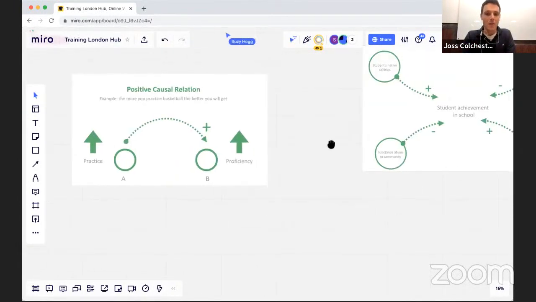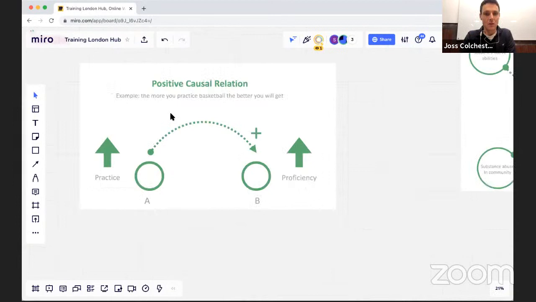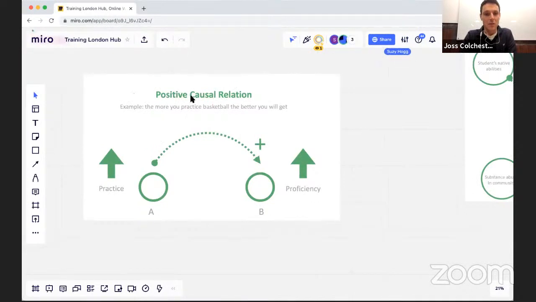Okay, so over here is a positive one, like the one I looked at with our snails and the rain, more rain, more snails, and so on and so forth. But this one here is about basketball. And it's saying, if I practice more basketball, then what's going to happen to my proficiency? Does anybody want to try this one? Proficiency is how good you are at this activity. What's going to happen here?